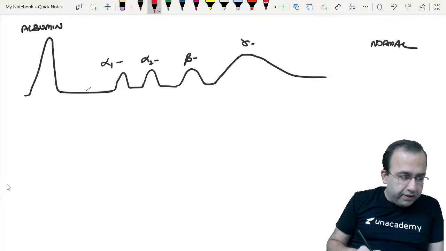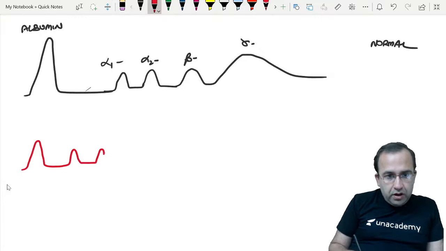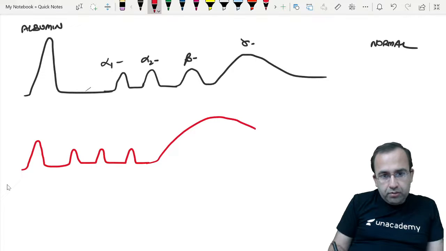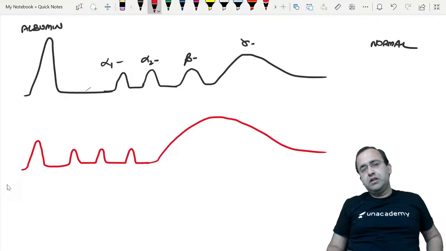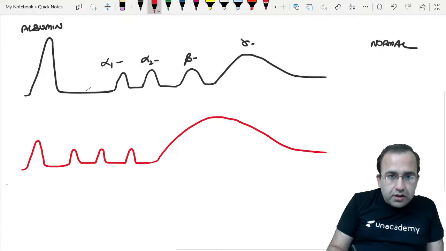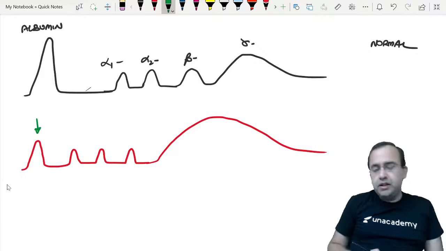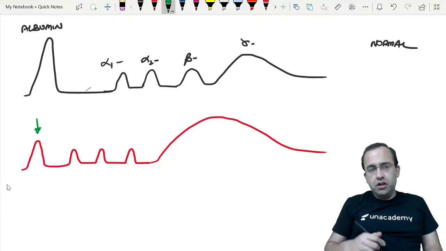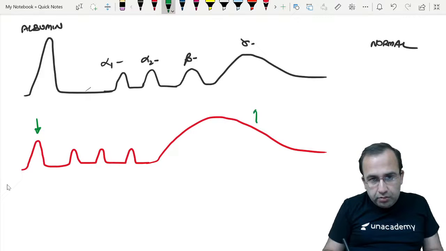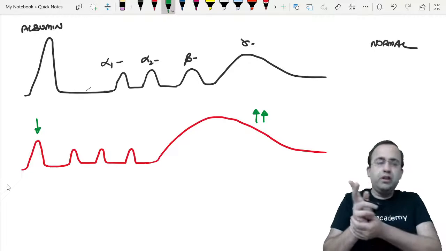Next, now you tell me the diagnosis. Suppose a graph is given like this: albumin, alpha 1, alpha 2, beta and gamma globulins. Diagnosis? What do you see here? Here, albumin has reduced versus gamma globulins which have increased. AG reversal, albumin to globulin ratio reversal.